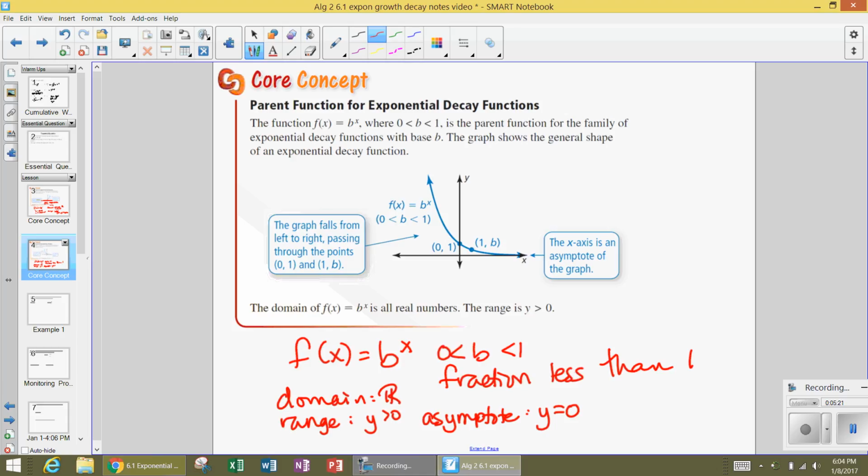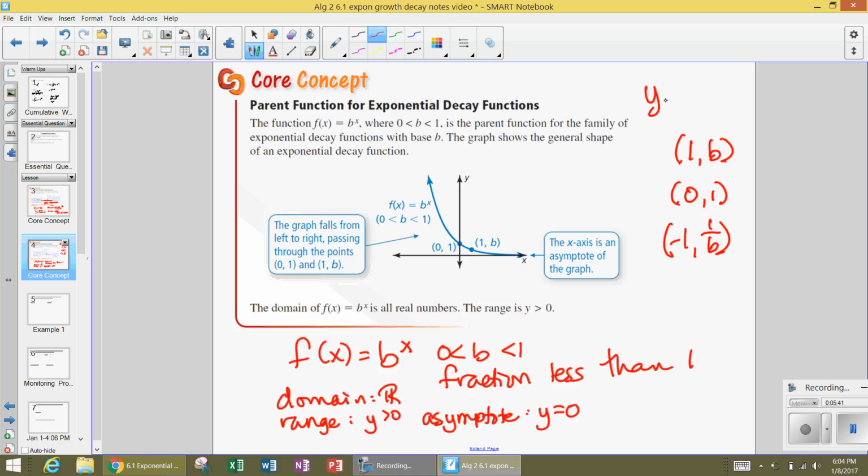There are 3 points that I want you to graph with every exponential function. And those 3 points are going to be (1, b), (0, 1), and (-1, 1 over b). And we'll talk about this when we go to graph our exponential functions.